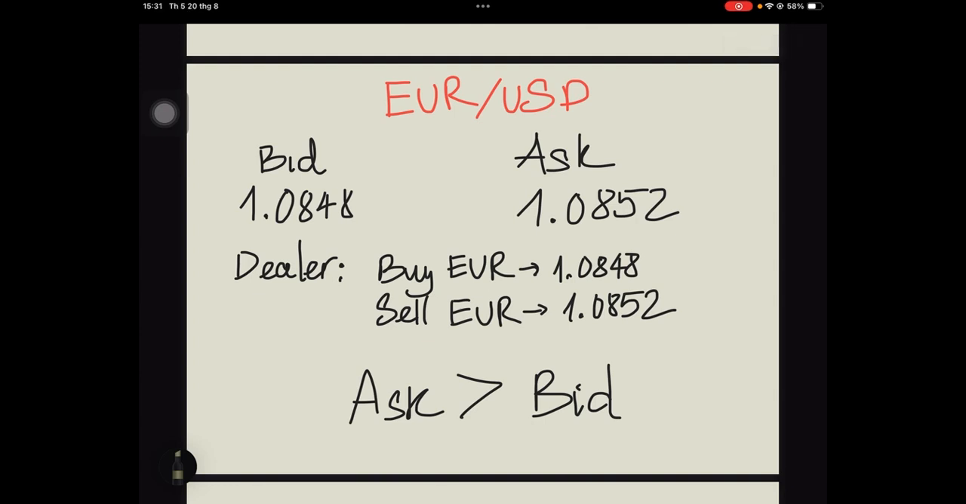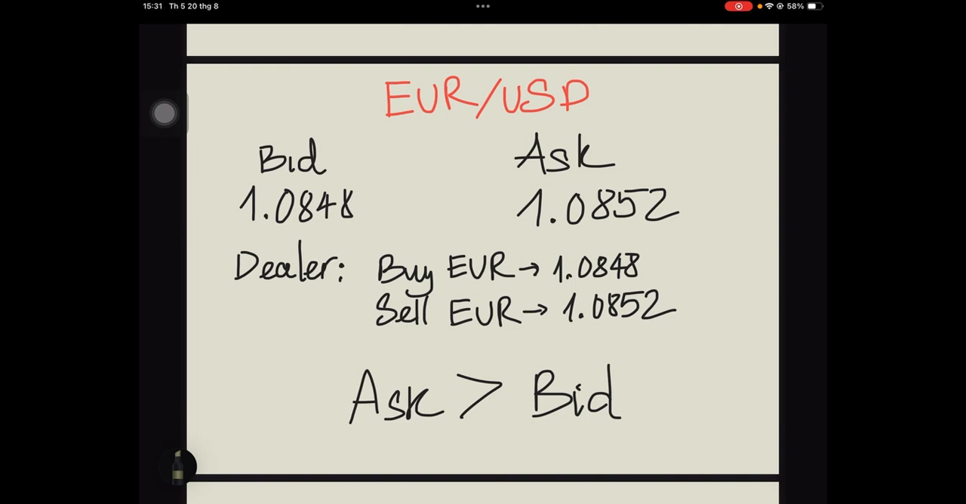Now imagine you are the FX dealer. You don't want one price, you want two prices. The bid price is the price at which the dealer is willing to buy the base currency, and the ask price, or offer price, is the price at which the dealer is willing to sell the base currency.